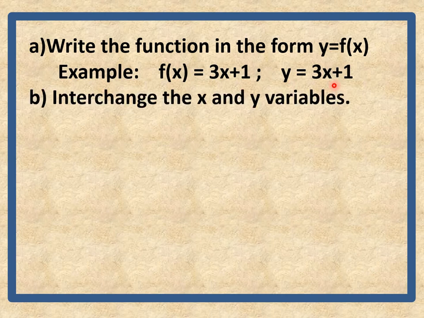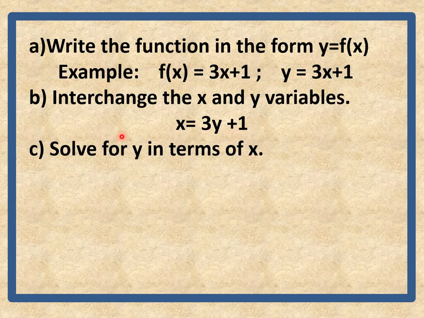The next rule, interchange the x and y variables, meaning x here will be replaced by y and the y here will be replaced by x. Therefore, x is equal to 3y plus 1. The third rule, solve for y in terms of x, meaning we are going to solve for y making use of the terms of x. How are we going to do that?